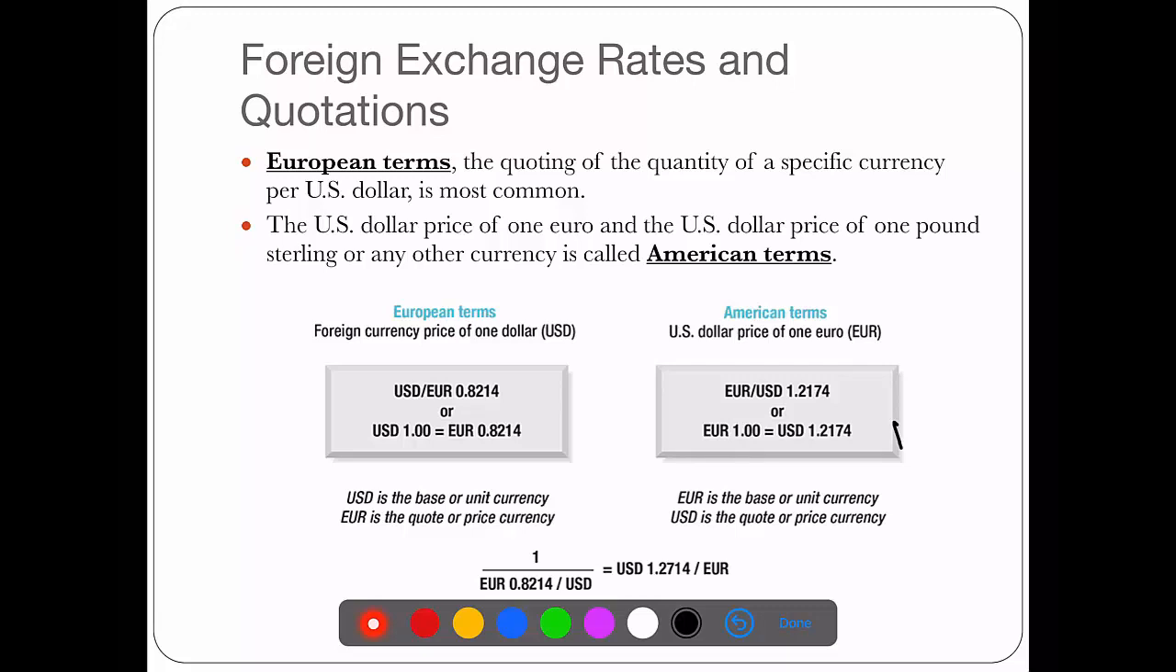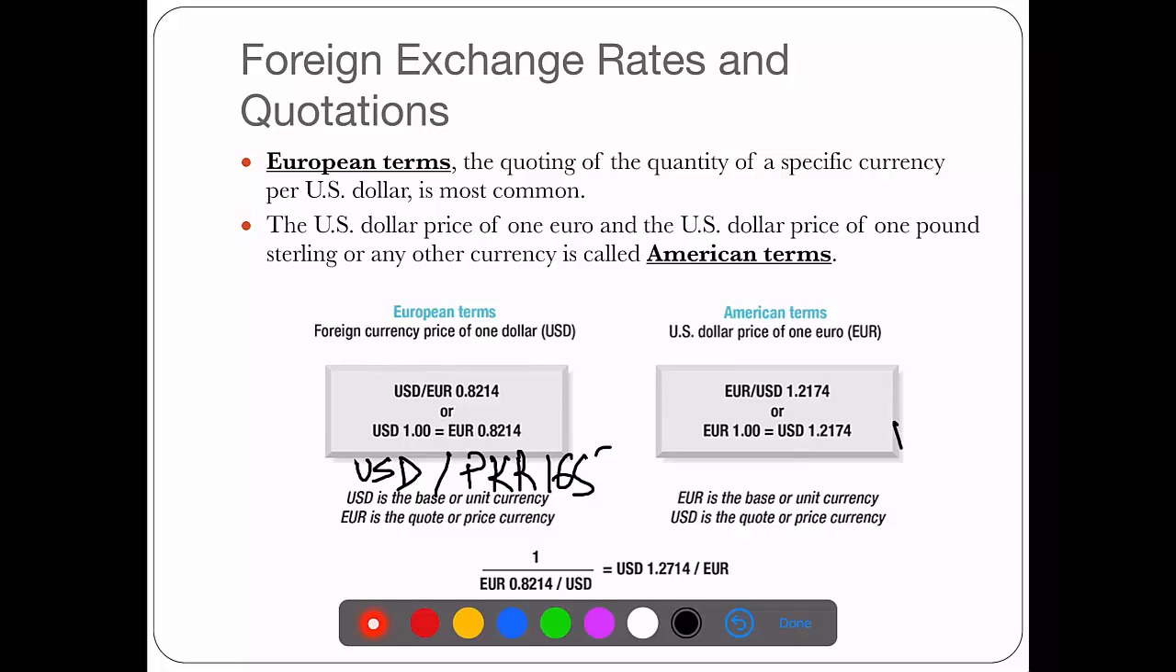for example, in this case, 0.8214 euros are needed in order to buy 1 unit of the US dollar, then it is called the European term. One important thing to clear the concept over here is that apart from the euro, there could be any other currency as well. For example, in case of Pak rupees, in order to buy 1 unit of the US dollar, we need to pay 165 Pakistani rupees. So this is also a European term because we are buying the base currency.